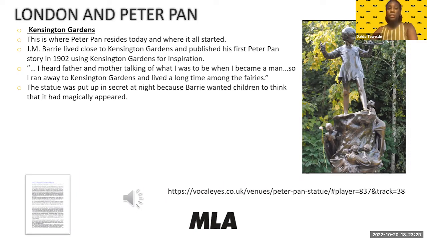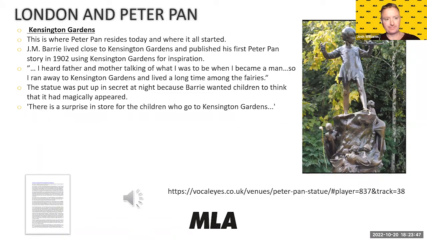The statue was put up in secret at night because Barrie wanted children to think that it had magically appeared. So he didn't tell anybody, he didn't get any permission, he just popped it in the park, and it actually caused a lot of problems. Oh, wow. But it was eventually loved and accepted. And he wrote, "There is a surprise in store for the children who go to Kensington Gardens," in a newspaper to invite everybody to come and see it.